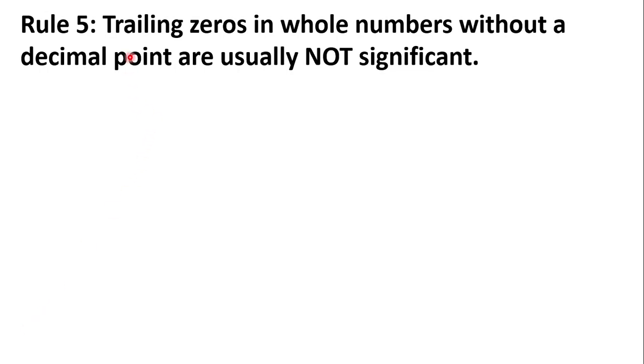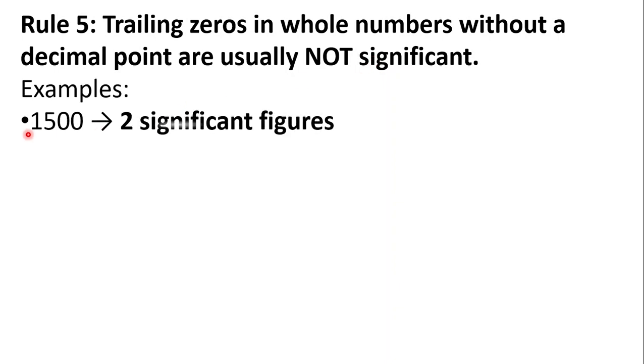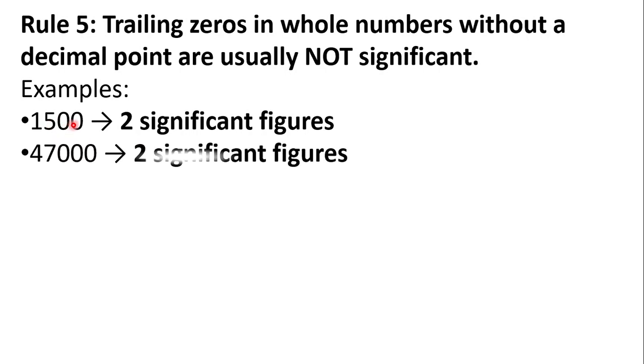Rule number 5. Trailing zeros in whole numbers without a decimal point are usually not significant. Examples abound. 1500 has two significant figures and not four. So the zeros after the 5 are not significant. 47,000 has two significant figures rather than five significant figures.